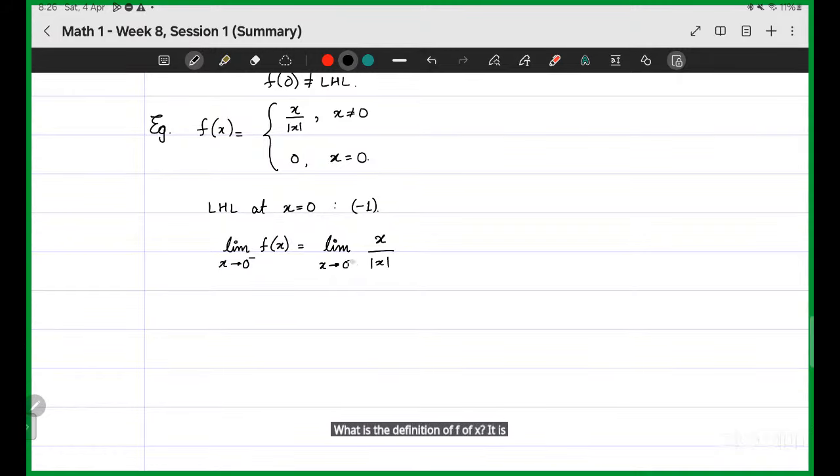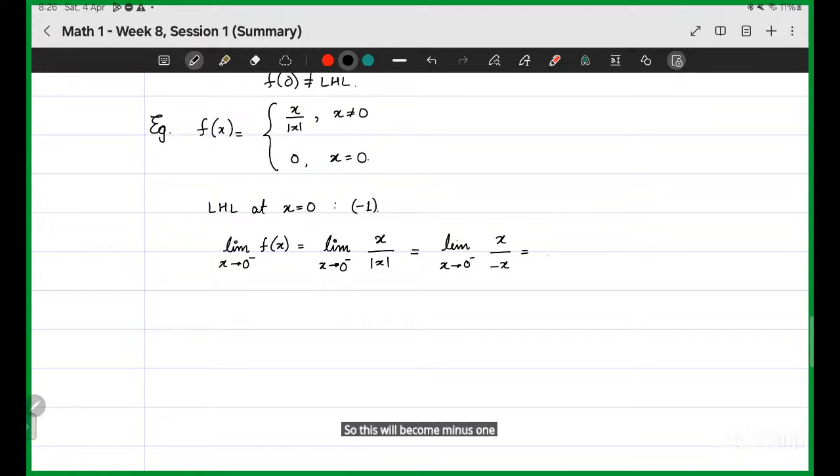It is just x by mod x. But what is x by mod x for negative values of x? Because we are on the left now. x by minus x. It'll be positive. x by mod x will not be positive. Yeah, x could be negative, so mod x would come as negative. So this will become -1.